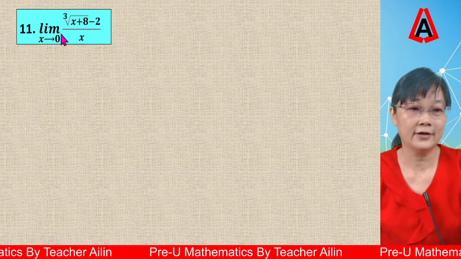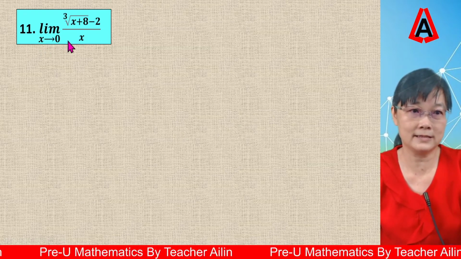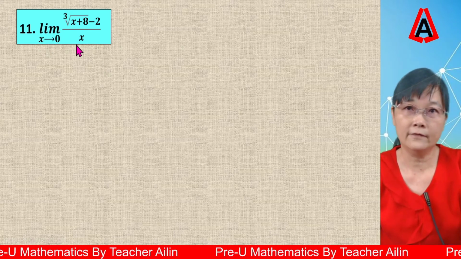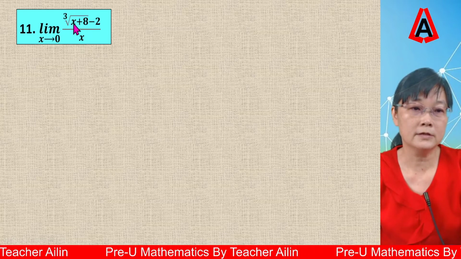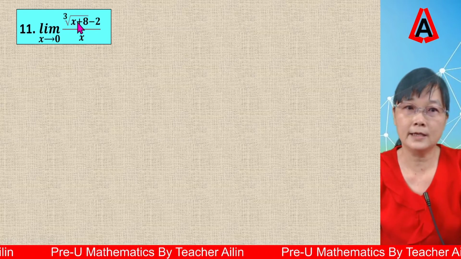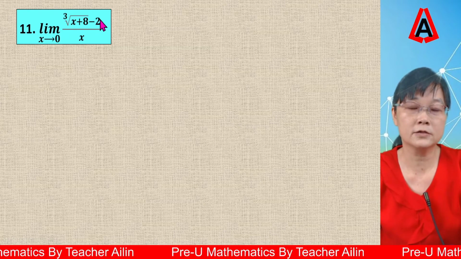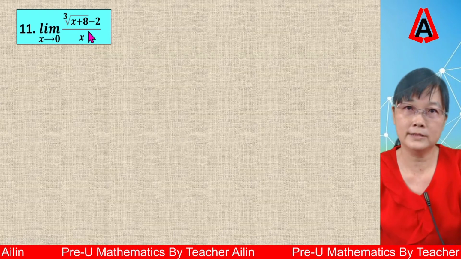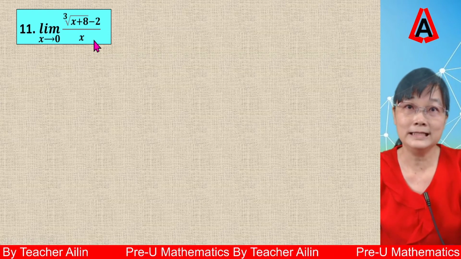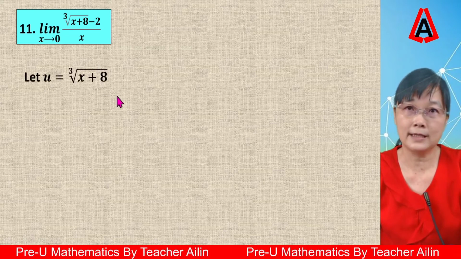Next question. Find the limit of this function as x approaches 0. So when I first substitute x with 0, 0 plus 8 is 8. Cube root of 8 is 2. So 2 minus 2 is 0. So now I get 0 over 0. So it is an indeterminate form of limit. Now I am going to use another method.